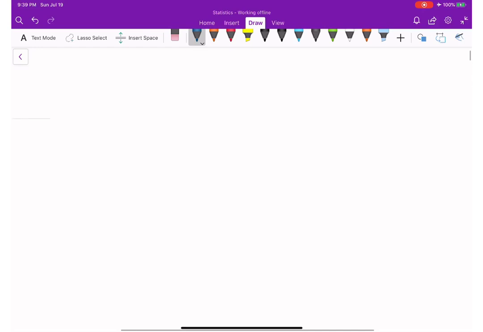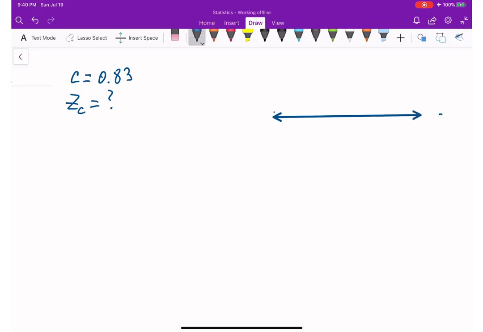Okay, C is equal to 0.83. Let's understand what it is, the z-critical that we need to find. So first of all, let's draw our bell-shaped normal distribution.